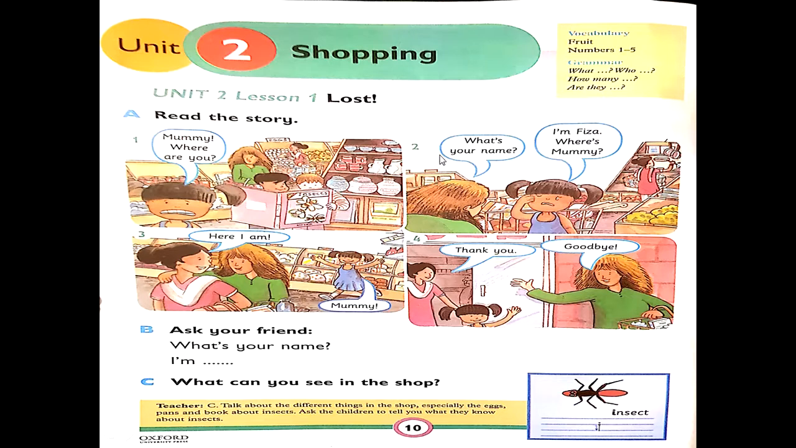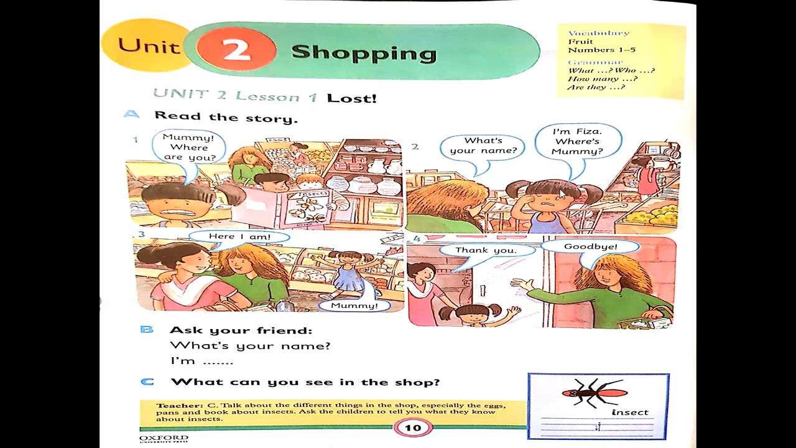In number 2 picture, what's your name? A woman asked that girl named Fiza. I am Fiza. Where is mummy? She is telling her that I am Fiza. Where is mummy? And then they find Fiza's mummy, and mummy is saying, here I am. Mummy, Fiza is shouting again.